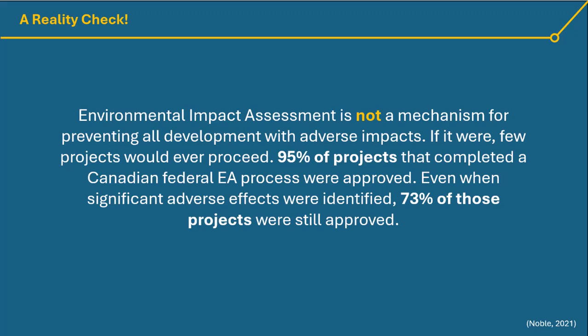So when we say that a project was approved despite significant effects, what we're actually saying here is, yes, this project will likely harm species at risk habitat, or increase greenhouse gas emissions, or affect indigenous land use. But we've decided that those impacts are justified in the broader public interest. Now, it's really up to you to decide, is that a failure of EIA or its design? And when we start asking those kinds of questions, that's where it really gets interesting.